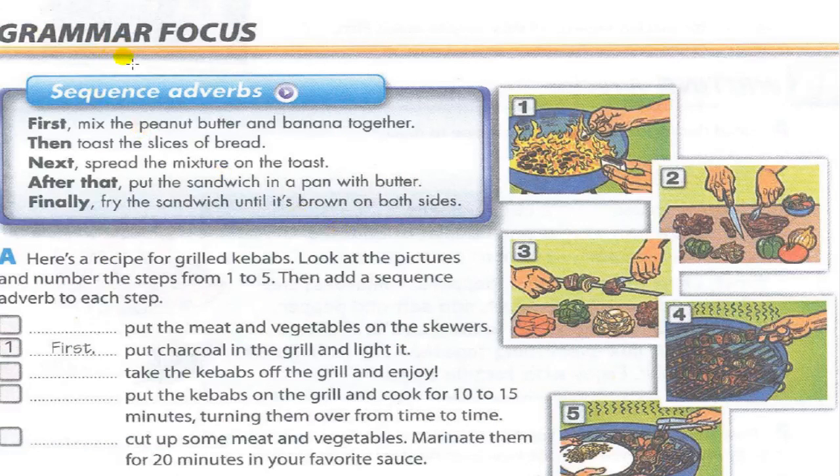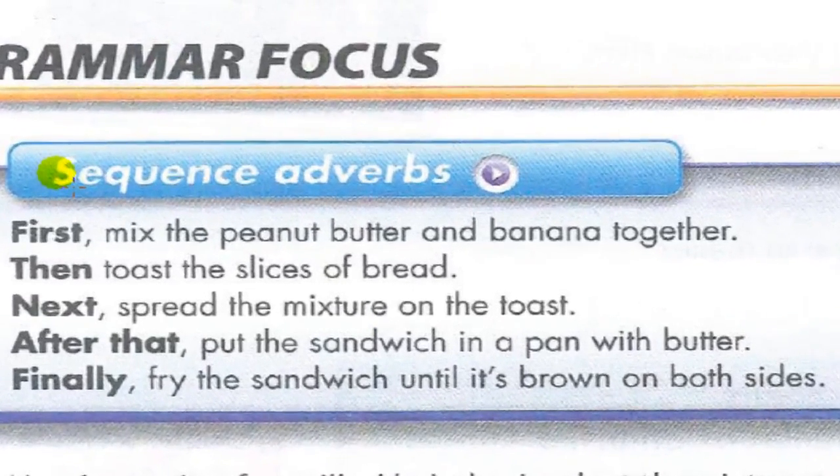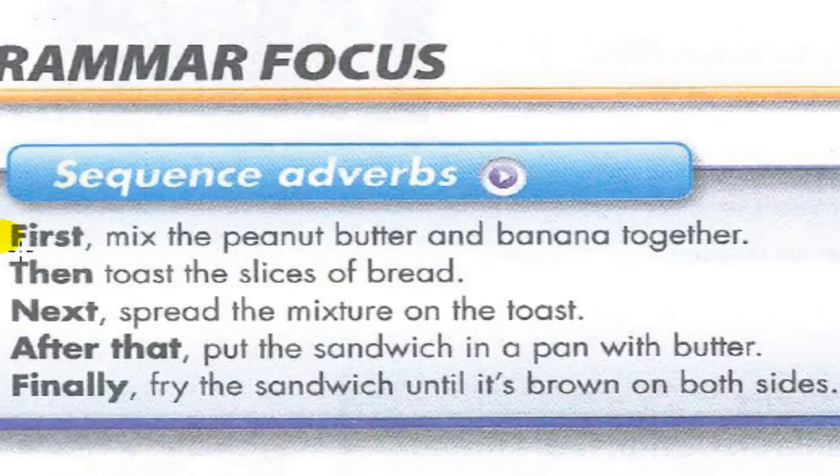Exercise number 10, Grammar Focus, sequence adverbs. Page 25, Exercise 10. Sequence adverbs. First, mix the peanut butter and banana together. Then toast the slices of bread. Next, spread the mixture on the toast. After that, put the sandwich in a pan with butter. Finally, fry the sandwich until it's brown on both sides.